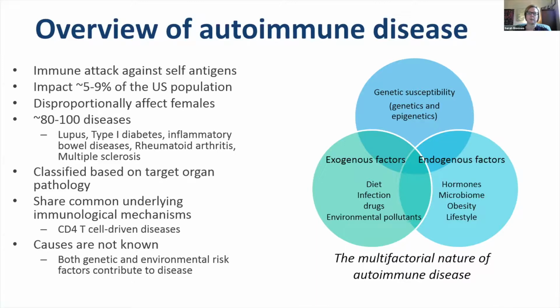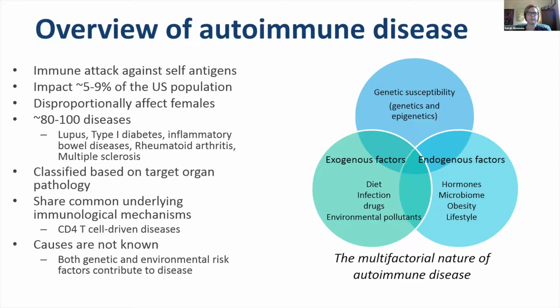Autoimmune diseases occur when our immune systems become dysregulated and attack the body's own cells and tissues, resulting in clinical pathological signs of disease in a particular organ or in multiple systems. Autoimmune diseases are quite common, and they affect approximately 5 to 9% of the US population. They disproportionately affect women and are among the leading causes of death and disability in women under the age of 65.